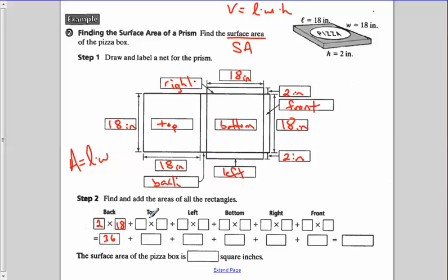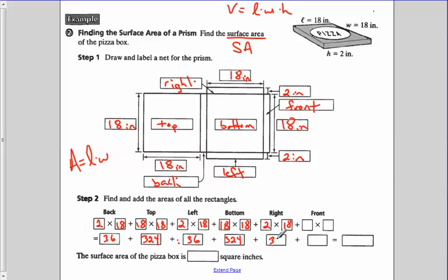And then the top is 18 times 18. And 18 squared is 324. On the left side, I have 2 and 18. There's my pen, so you can catch up here. So I've got, oh, there we go, 2 and 18. So that's 36. And then the bottom here is the same as the top, 18 and 18. So 324.